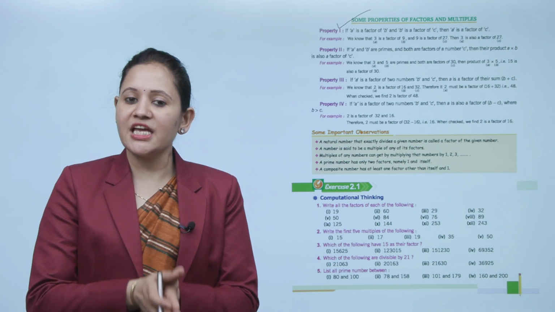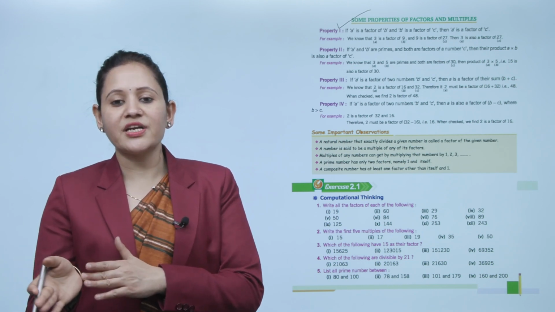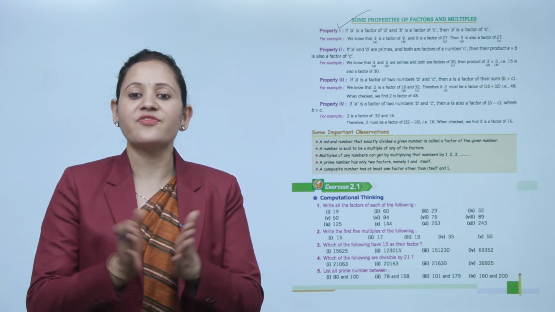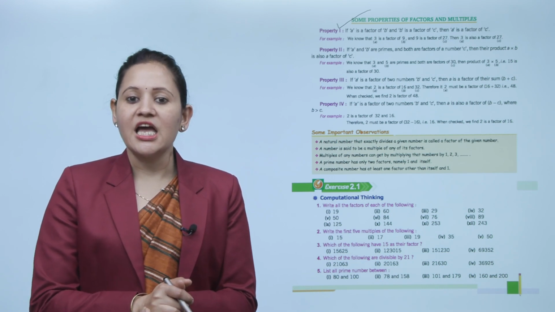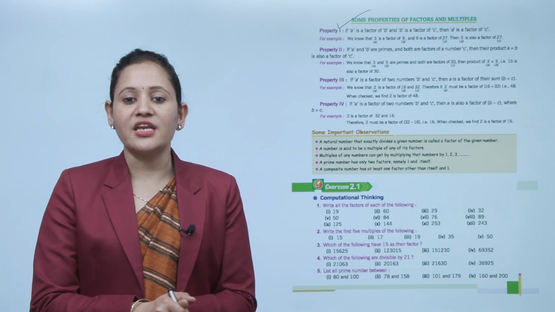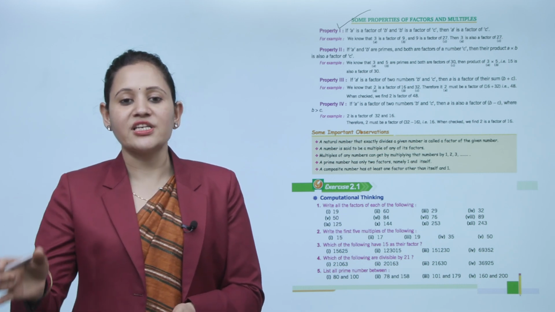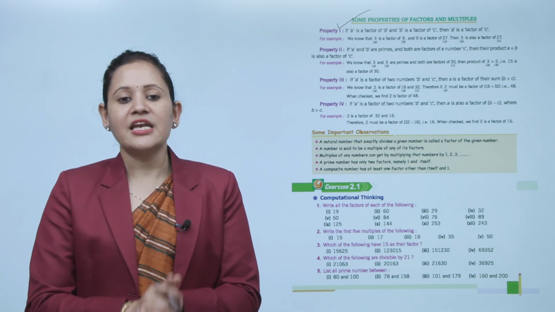Property 1. If A is the factor of B and B is the factor of C, then A is the factor of C. For example, we know that 3 is the factor of 9 and 9 is the factor of 27. Then 3 is also the factor of 27. Clear?